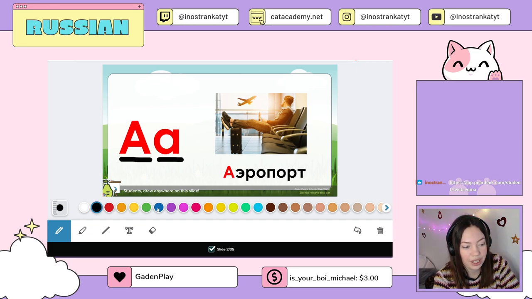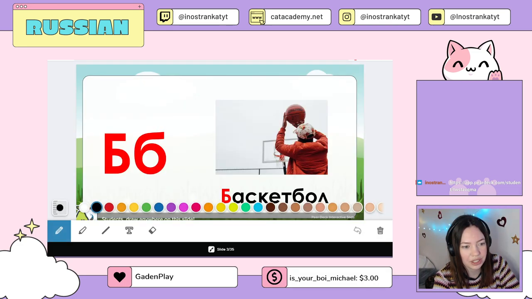And the word that begins with буква A is аэропорт. Аэропорт. The stress is on the last syllable, port. Аэропорт. It's not very difficult, and basically in English it's the same, airport. So not that difficult.